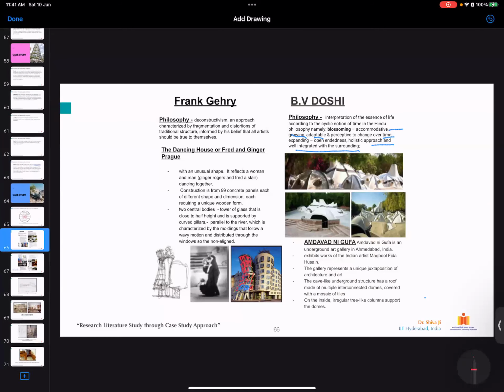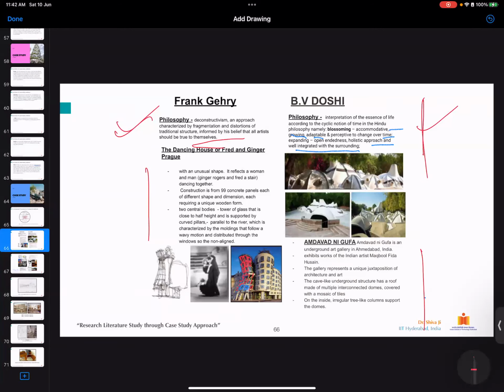So, for example, if I ask you to compare Frank Gehry and B.V. Doshi, how do you do that? At the philosophy level, and then in more detail, their projects. In Frank Gehry's philosophy, deconstructivism, an approach characterized by fragmentation and distortion of traditional structures, informed by his belief that all artists should be true to themselves.